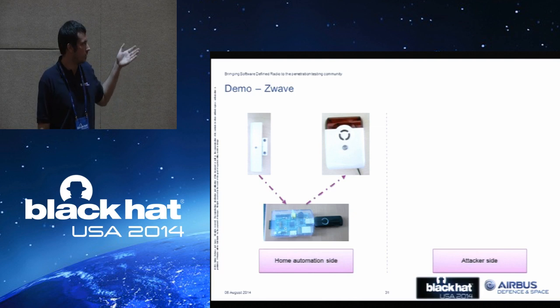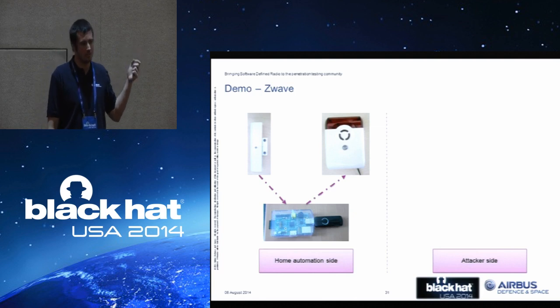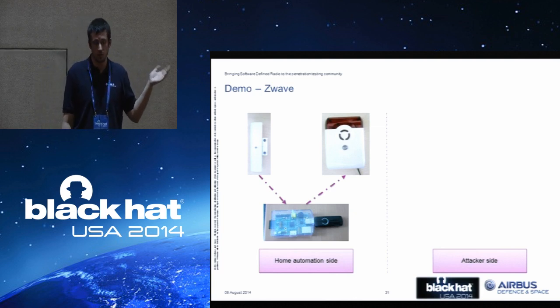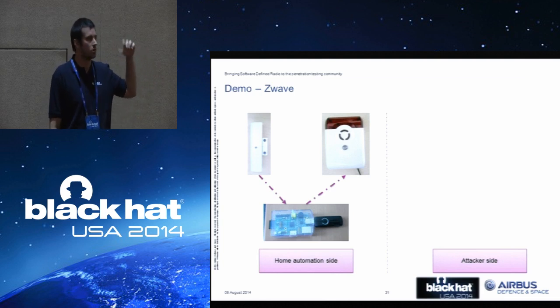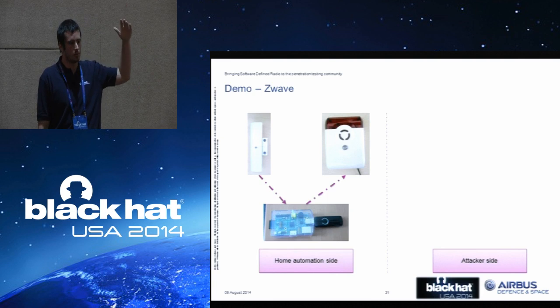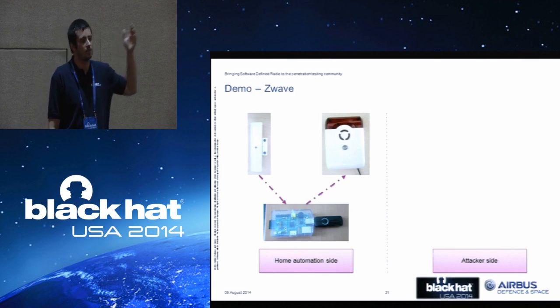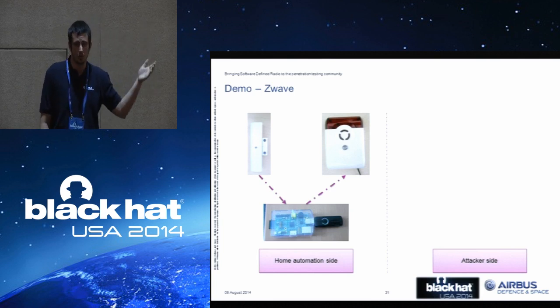We also introduce automaton. Automaton is a feature of Scapy. It's well documented, and it's like a state machine. So you can do something like: I wait for a frame, when I have this frame, I launch another state, and in this state I send another frame. In this example, when we receive a frame to turn on the alarm, we send a frame to turn it off.